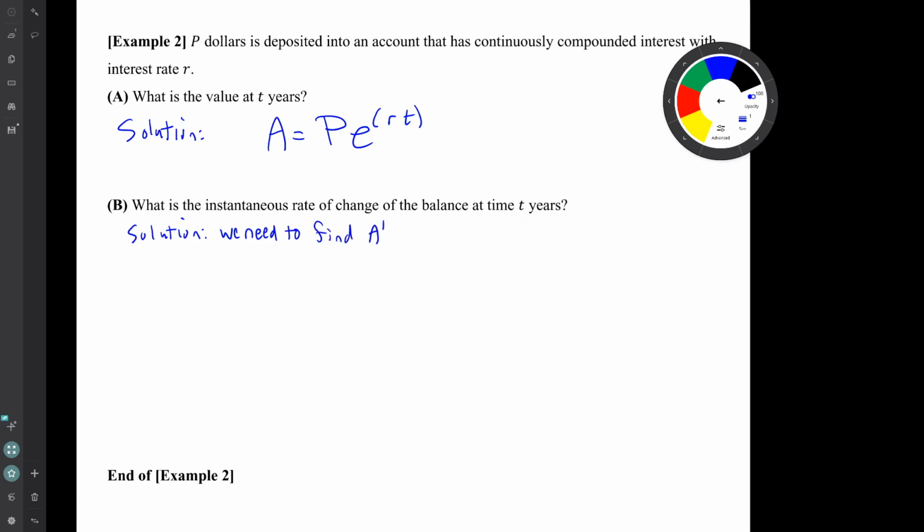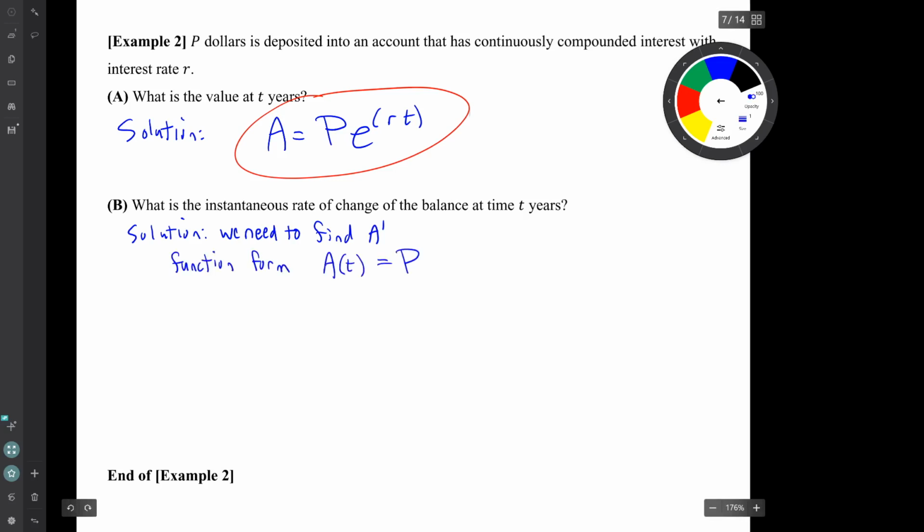Now, we should be a little bit clear here. This equation is an equation involving the letters A, P, r, t. But in question B, we should think of that equation as a function, A as a function of the variable t. So we should think of capital P and little r as constants, think of little t as the variable, and think of capital A as a function of t. So let's start by rewriting that equation in function form.